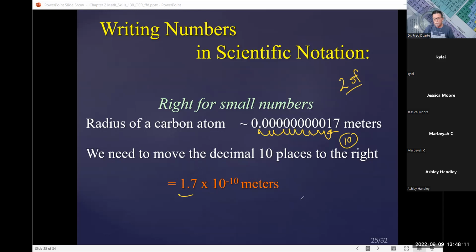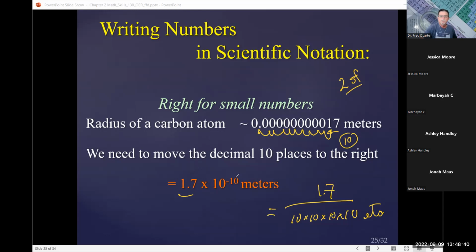Okay, and another way of looking at this is basically 1.7 divided by 10 times 10 times 10 times 10, etc., until you've got 10 tens. Okay, 10 tens. All right, so that's what we do with respect to writing numbers that are less than one, decimal numbers, with that negative exponent.